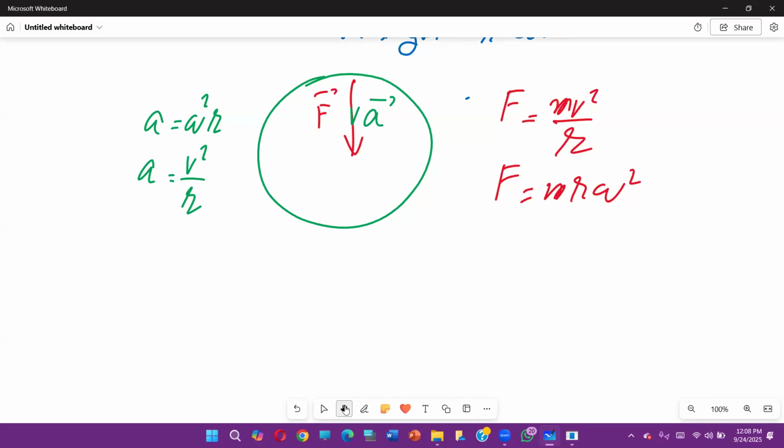In order to keep an object in a circular motion, the resultant force should always be directed towards the center. And this force, the resultant force which is directed towards the center, is called centripetal force. Centripetal force is the core concept.